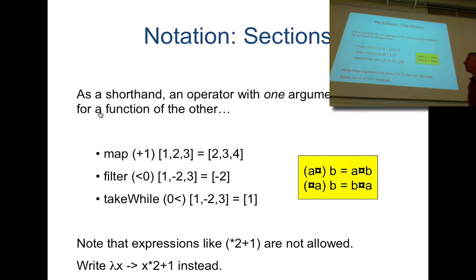Less than 0 is also a function which tests whether its argument is less than 0. This also works on both sides of the operator. So, for example, 0 less than is also a function. It's the function which tests whether its argument is greater than 0.